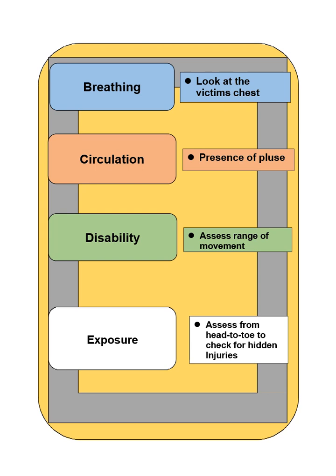Breathing. Look at the victim chest. Circulation. Presence of pulse. Disability. Access, range of movement. And lastly, exposure. Access from head to toe to check for hidden injuries.